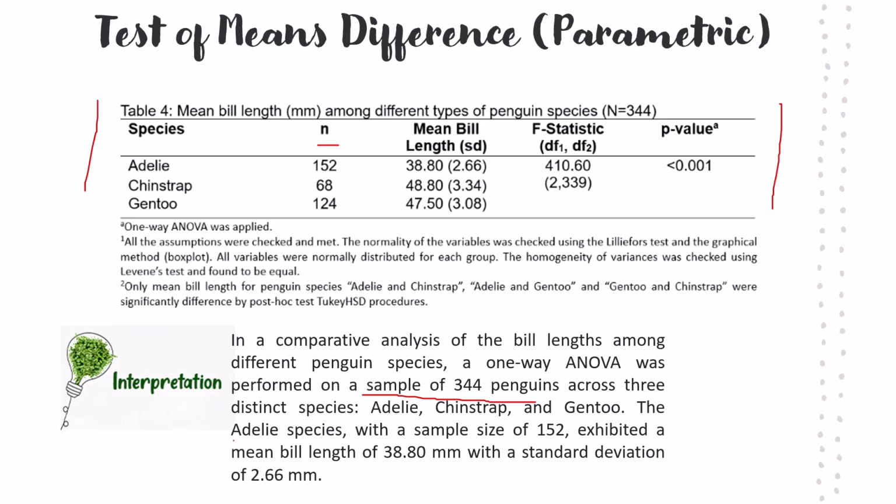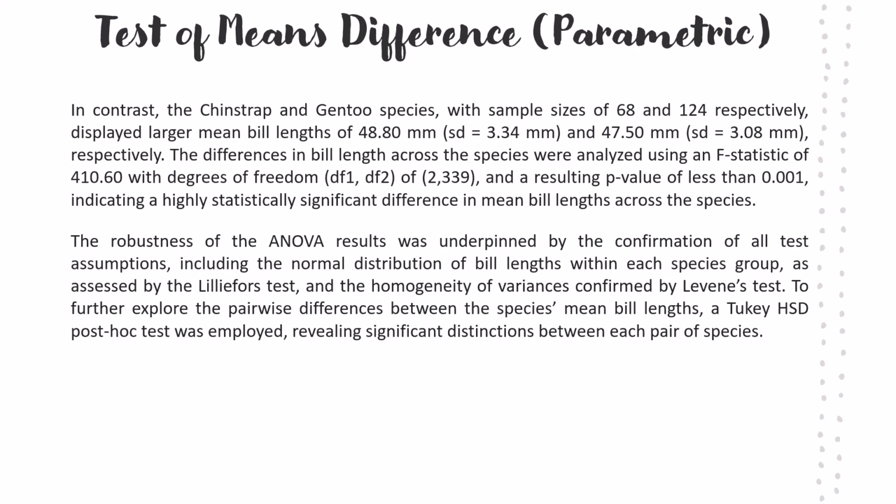The first one here, Adelie species, we have a sample size of 152, with a mean of 38.80 and a standard deviation of 2.66. We need to explain one by one, each species. And then we continue with another species, the first species, the second species, and the third species. We have the 3 species.